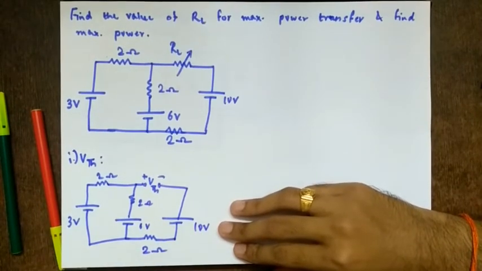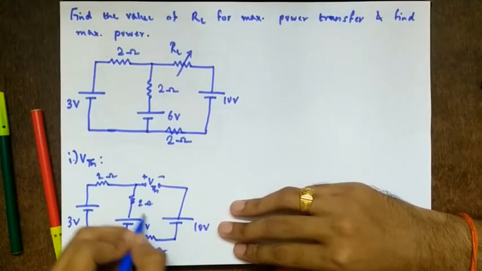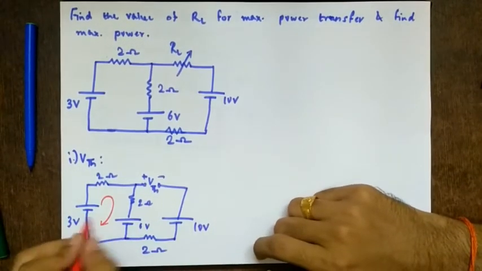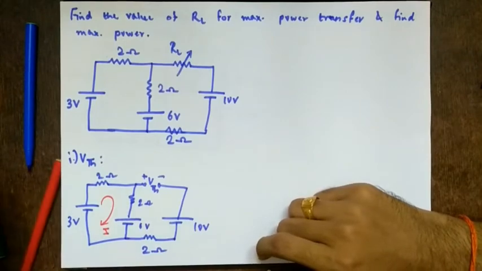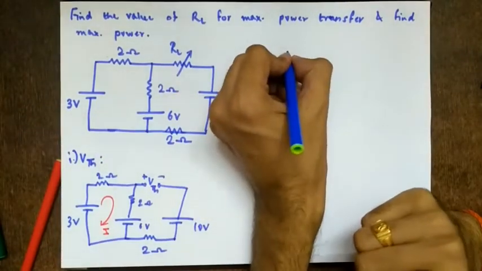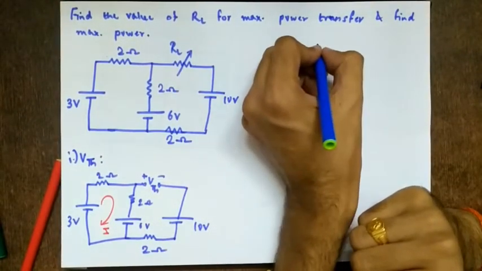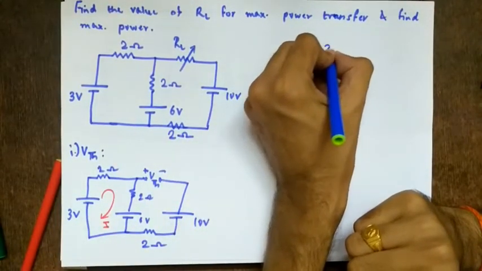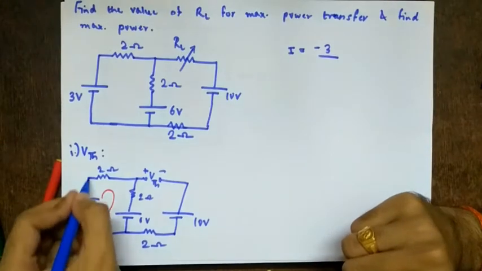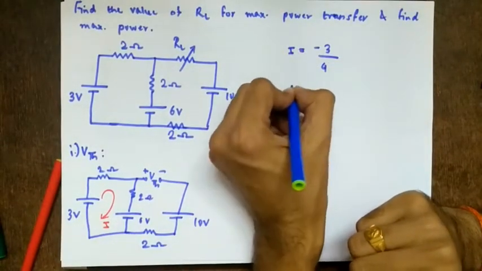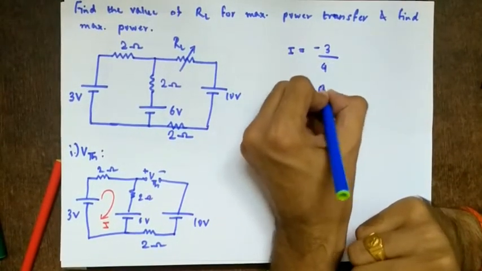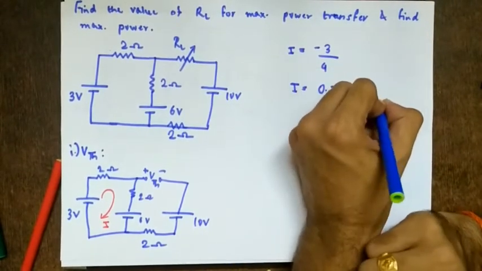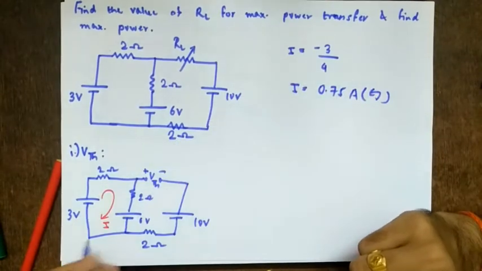Right? So now this is open circuit, so no current will flow here. So current will only flow through this loop. Let's say it is I. So what will be the total current? We can directly write by Ohm's law. So I will be 3 minus 6, so minus 3 upon 2 plus 2 which is 4. So I equal to, if I want to take plus sign, it will be 0.75 ampere. Direction will be anti-clockwise. Right?